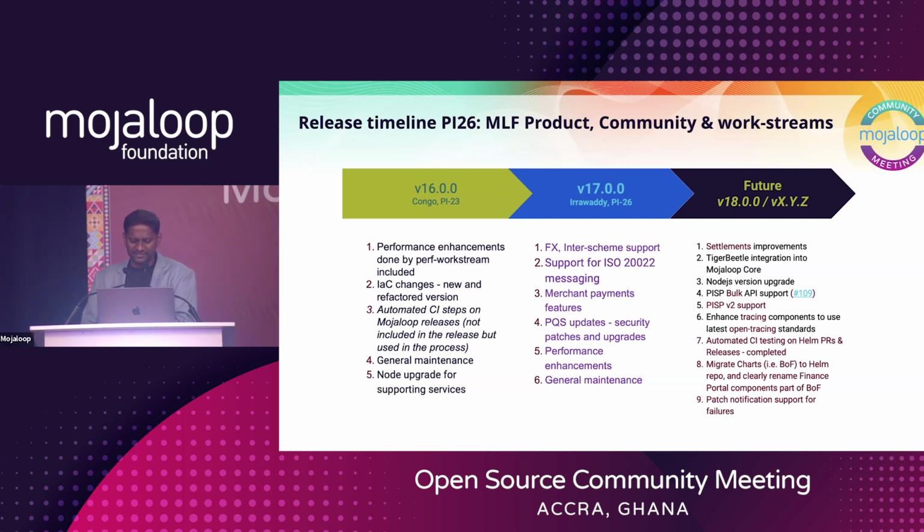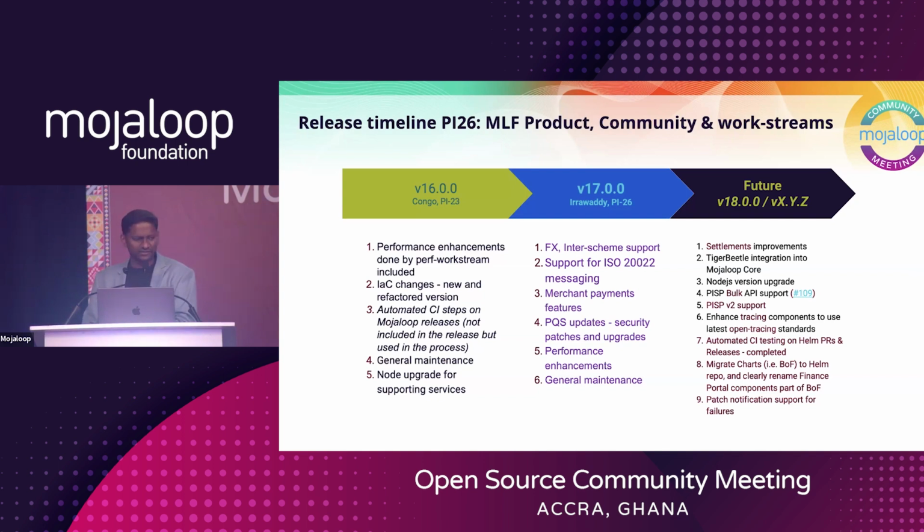So you can see the features listed here. I don't want to repeat them, but I want to touch on what comes next year, looking at this pipeline. So we're looking at settlements improvements. Paul touched on some of these as well. And you can see Tiger Beetle integration to Mojaloop Core is a candidate.